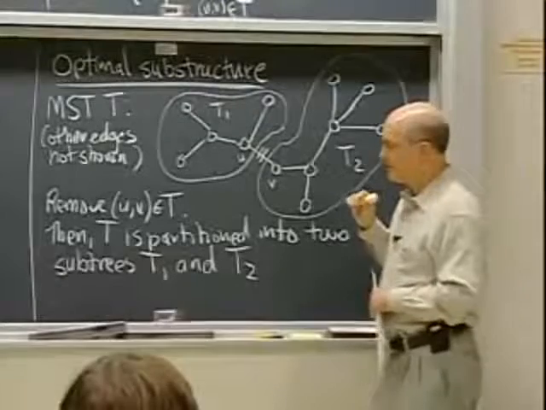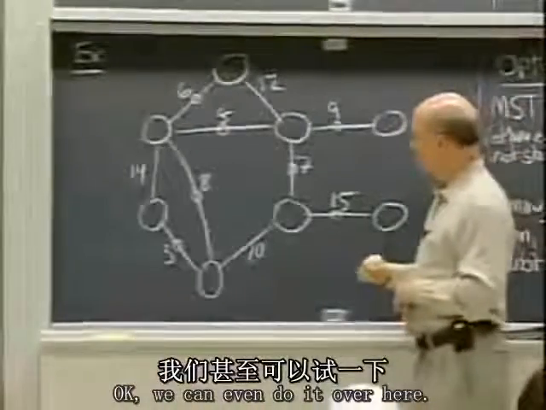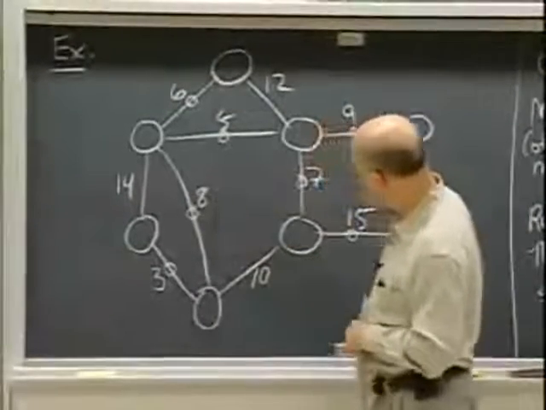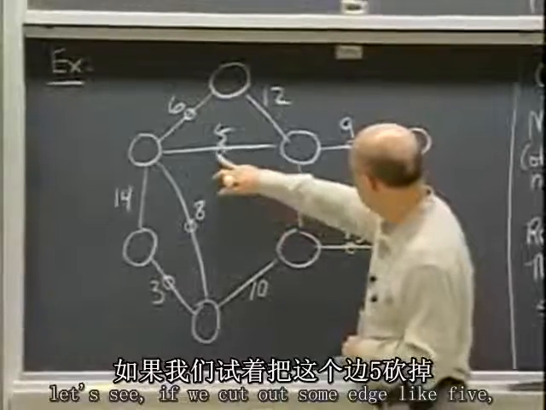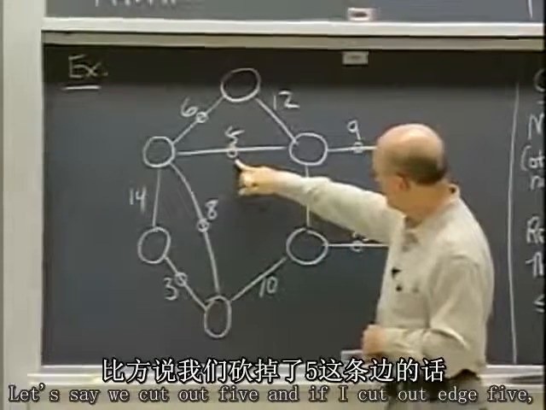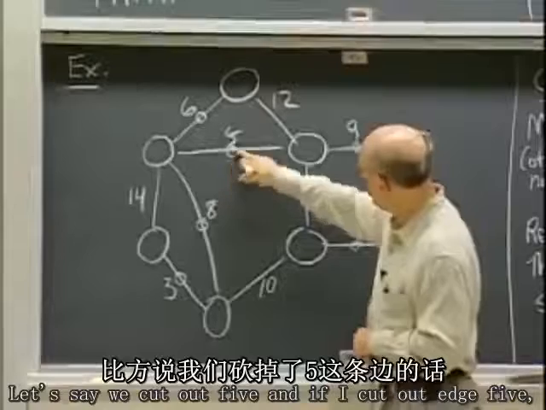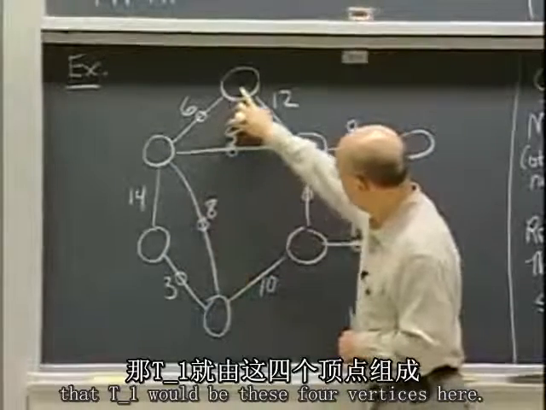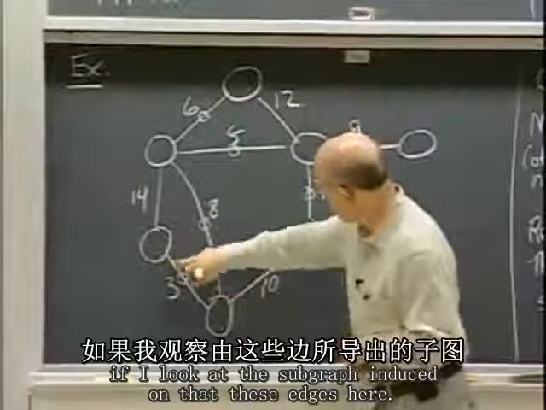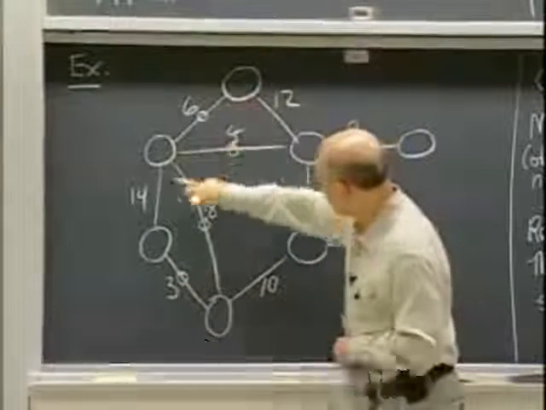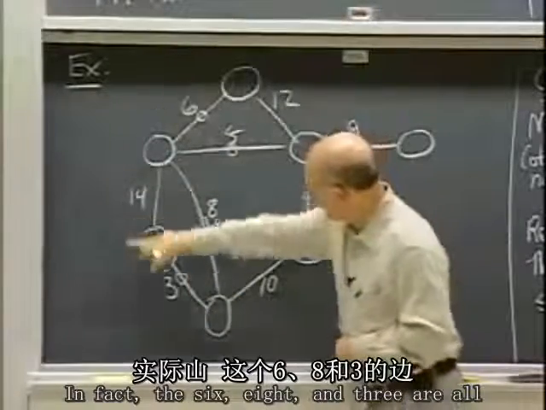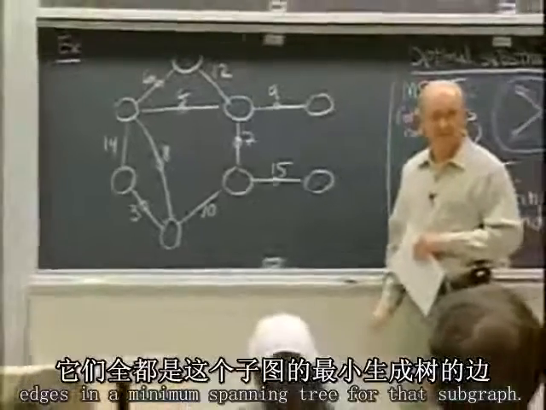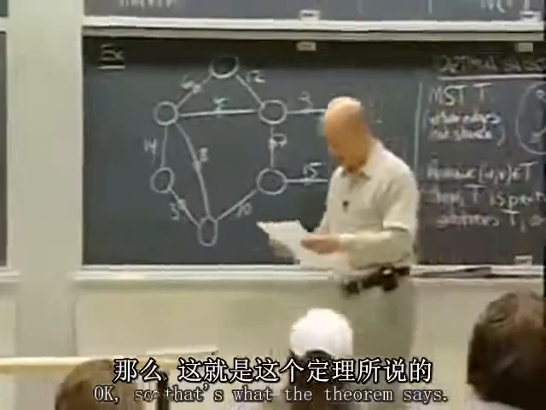Okay? Okay, we can even do it over here. If I took a look, for example, at these, let's see, if we cut out some edge like 5, let's say we cut out 5, then T1 would be these 4 vertices here. And the point is that if I look at the subgraph induced on that, that's these edges here, in fact the 6, 8, and 3 are all edges in a minimum spanning tree for that subgraph. Okay? So that's what the theorem says. So let's prove it.